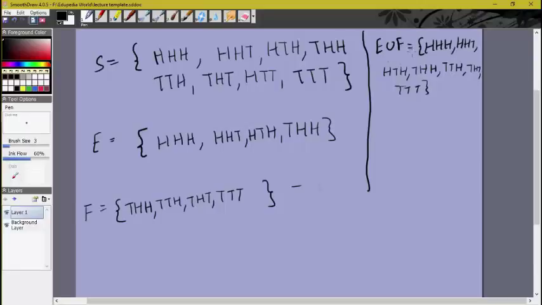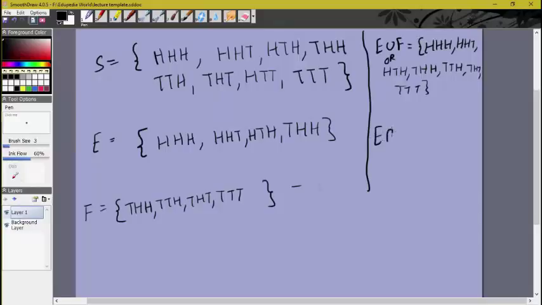Right, and union basically is sort of like the OR. This is the set of events in which either A is true or B is true. Right, in this case either E is true or F is true. So if E is true, it belongs to E union F. If F is true, it also belongs to E union F.